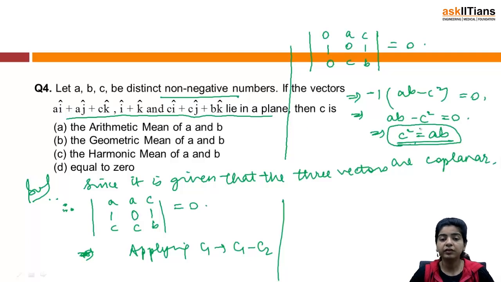Now again, c square is ab automatically implies that c is the geometric mean of a and b, and therefore the correct option is B. Now again, until and unless you know this property of geometric mean, that if c is the geometric mean between a and b, then c square is equal to ab, you cannot derive the result. So again, this question was also simple.